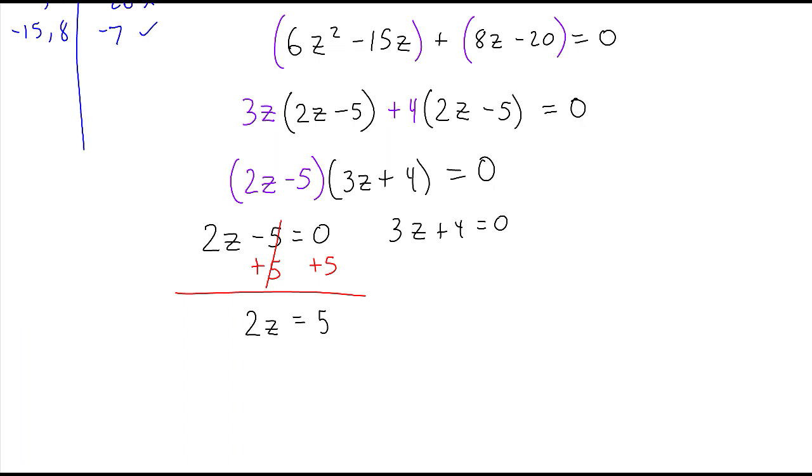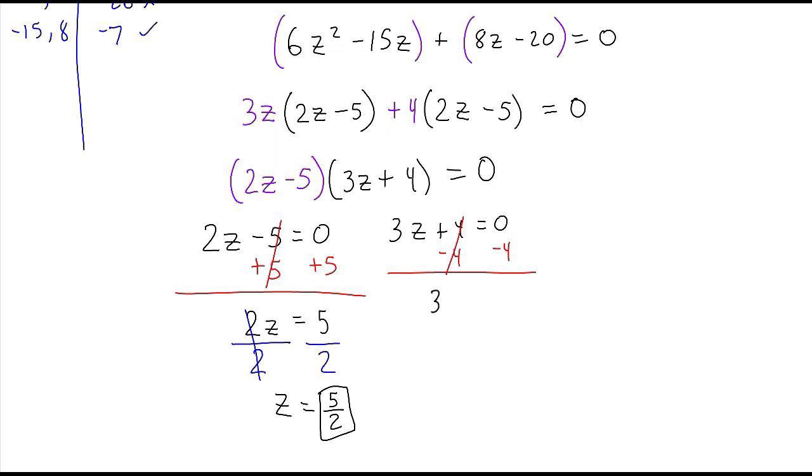Then I want to remove this 2. That's a factor of 2z. And you remove a factor by dividing. That will give me z equals 5 over 2. Okay, let's work out 3z plus 4 equals 0. Subtract 4 from both sides to eliminate the constant term. We remove terms by subtraction or addition. 0 minus 4 is negative 4.